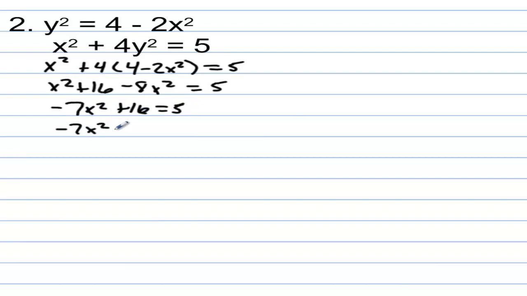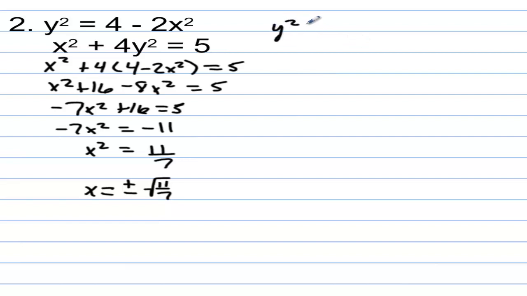Negative 7x squared is equal to negative 11. X squared is equal to 11 sevenths. Now x is equal to plus or minus the square root of 11 over 7. Now we need to take this and plug it back in somewhere. I'll go back up to the top.